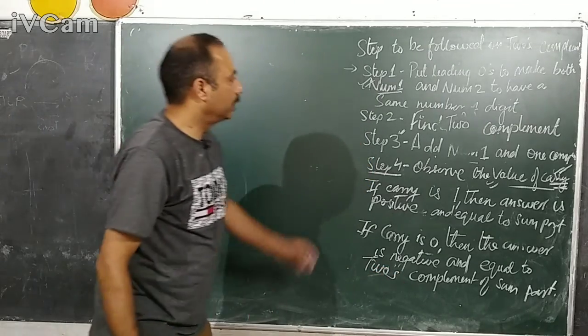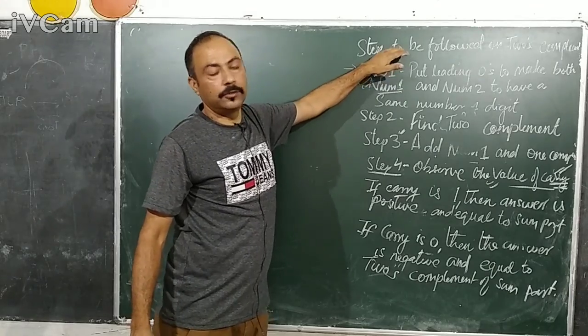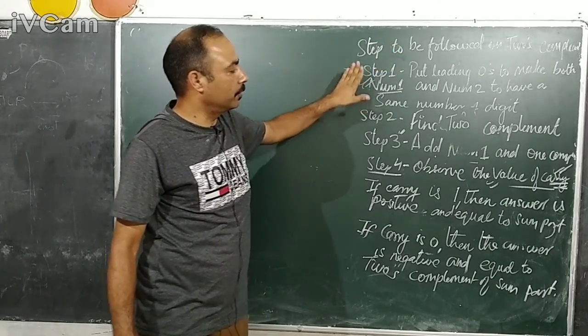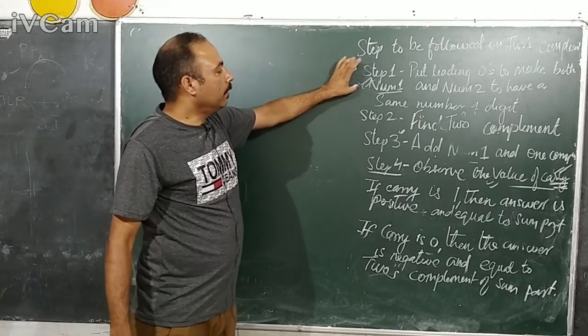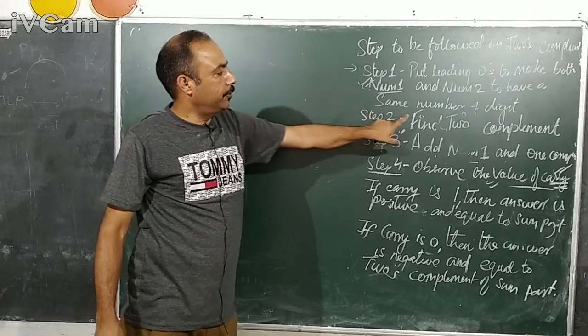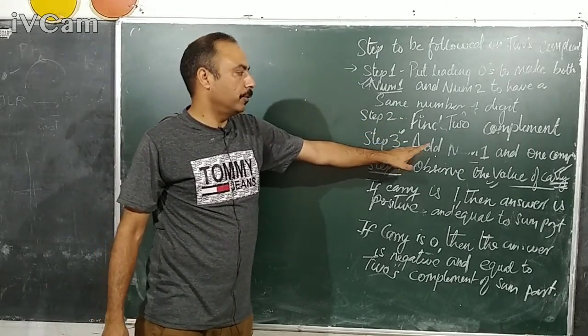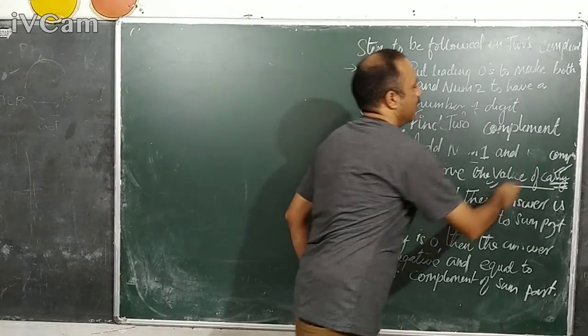Okay, so let me go through the rules. If you have to find the 2's complement of a binary number, you just have to follow the same steps: first make the digits equal, then find the 2's complement. I'll teach you how to find the 2's complement. Then add the first number and the 2's complement.